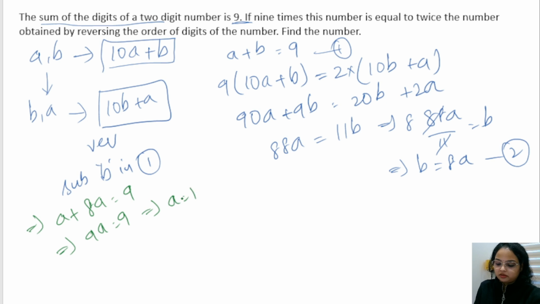A = 1. So what are the digits? What are A and B? It is 1 and 8. So the number is 18.